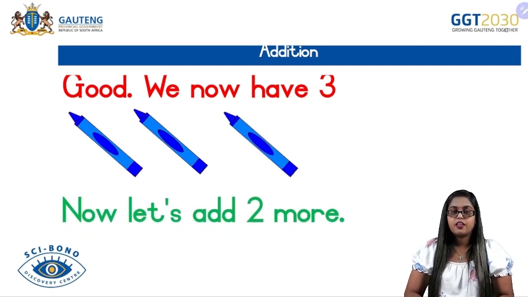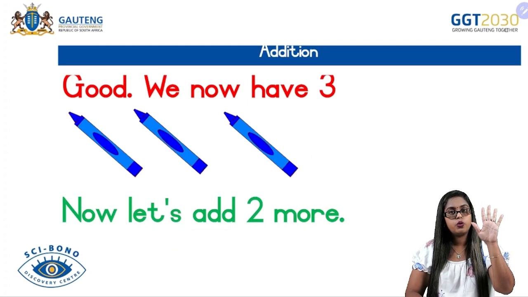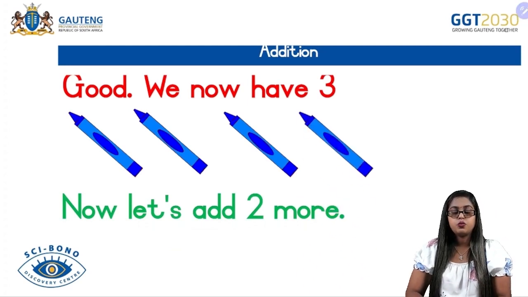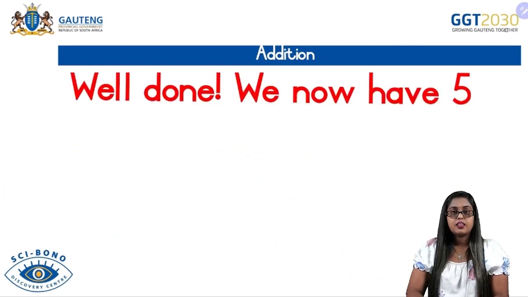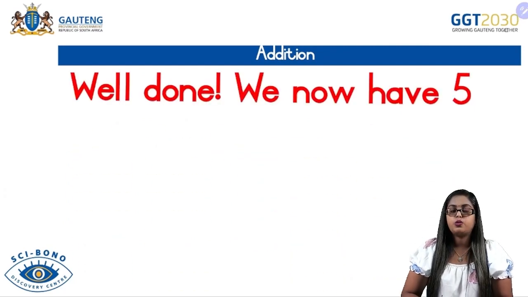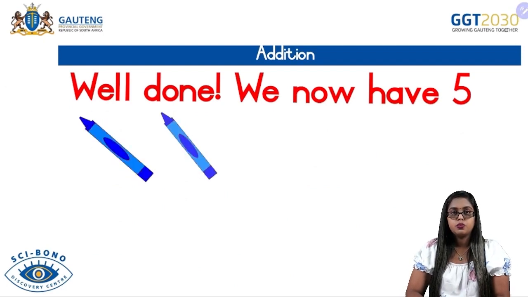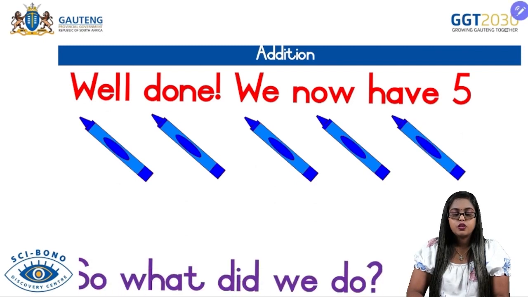Now let's add 2 more. So you have your 3 and we are adding 1 and 2 more. How many do you think is altogether? Count them out in front of you and check. Do you know how many there are altogether? Well done. We now have 5 altogether. 1, 2, 3, 4, and 5. Good job.